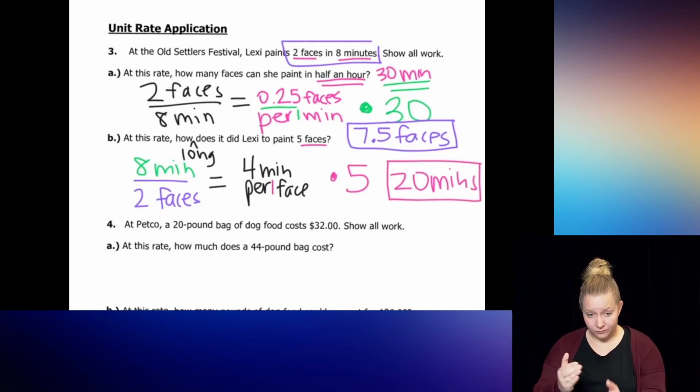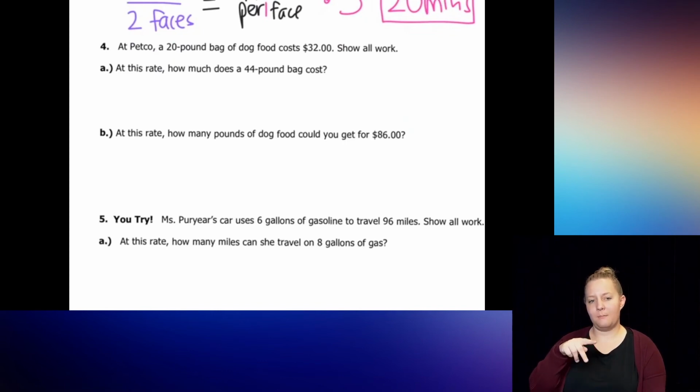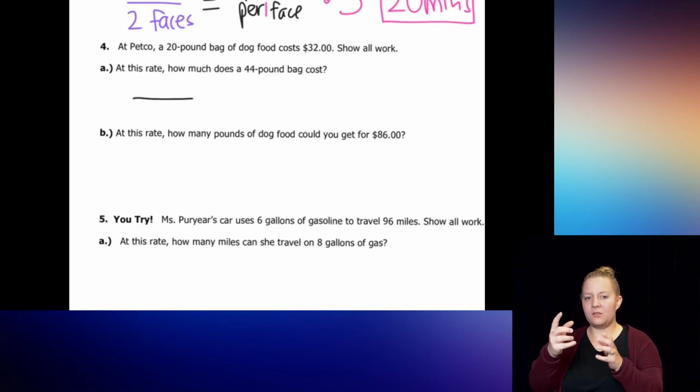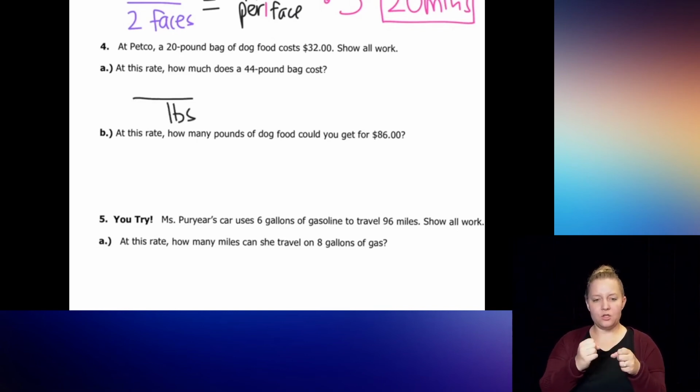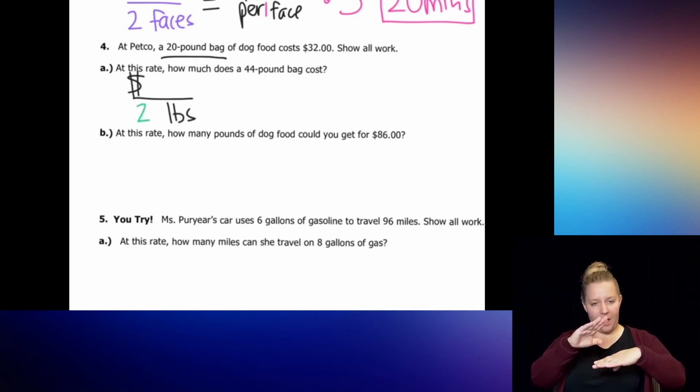All right, moving right along, let's look at number 4. So number 4, it says at Petco, a 20-pound bag of dog food costs $32. We're going to show our work for A and B. So A, it says at this rate, how much does a 44-pound bag cost? In order to find 44, you got to find the 1. So because we have to find the 1 pound, that's where I always start. I always label my denominator. So instead of using pounds, I'm going to label it as LBS, which we learned before. So therefore, I know this has to be the money. So for 20 pounds of dog food, 20 goes down here, 32 goes up above, so $32 for 20 pounds.